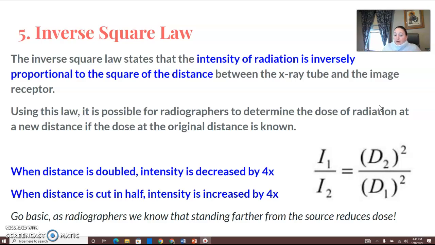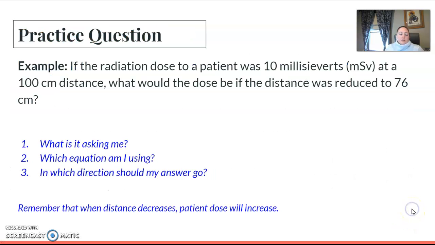If you stand farther from the X-ray source, you will get less dose. If your distance is doubled, the intensity is actually decreased by 4. If the distance is cut in half, the intensity is increased by 4 times. Just remember when setting up this formula, your I's and D's are going to be opposite. So I1 over I2 equals D2 over D1. Don't forget to square. And just look at your numbers. If they don't make sense, you probably put it in the formula the wrong way.